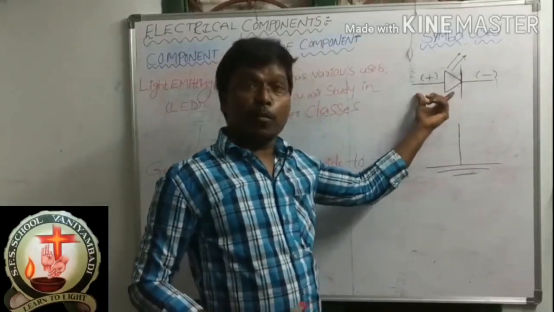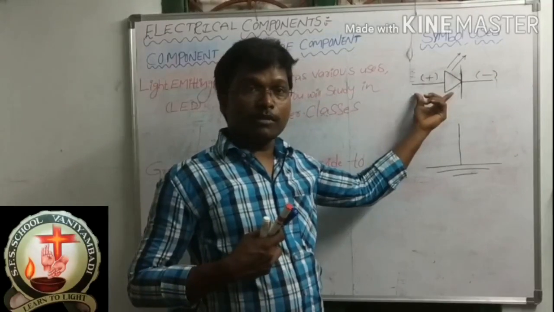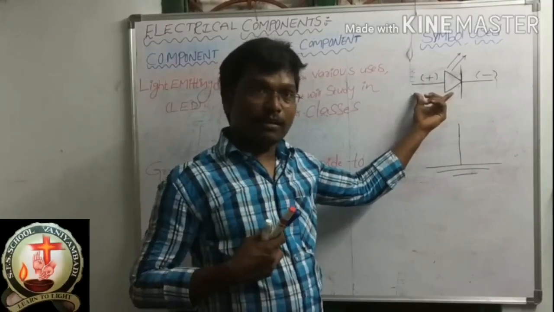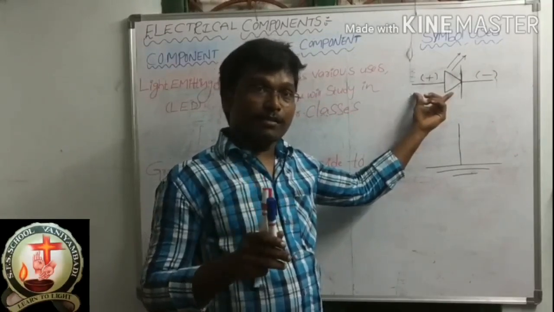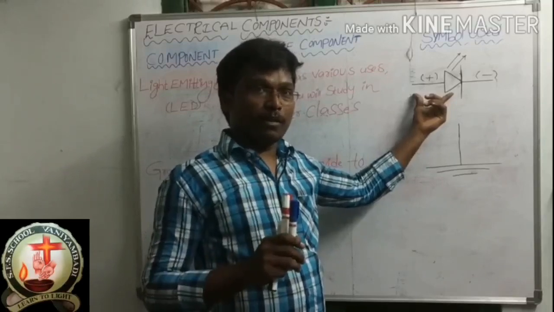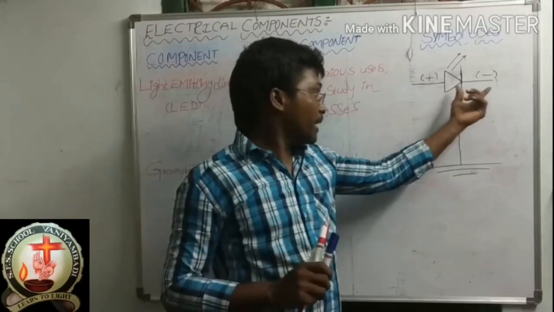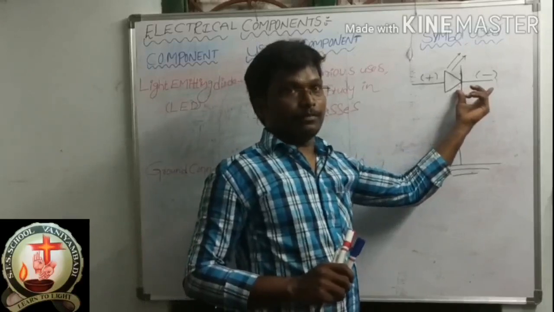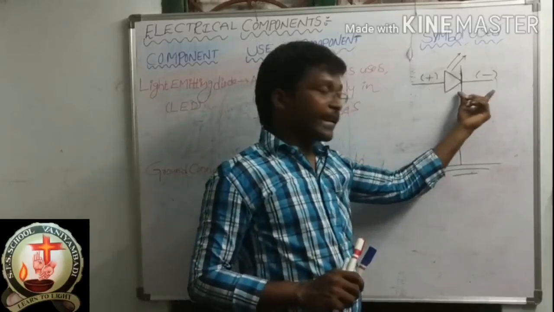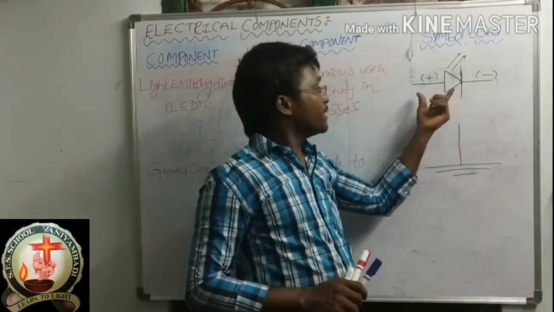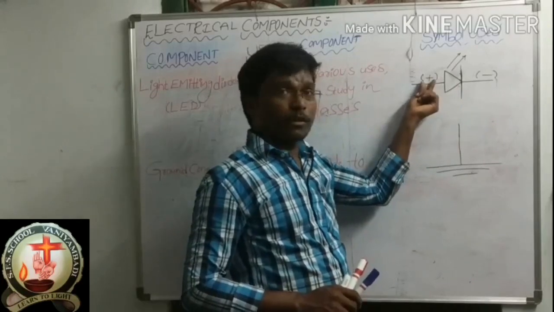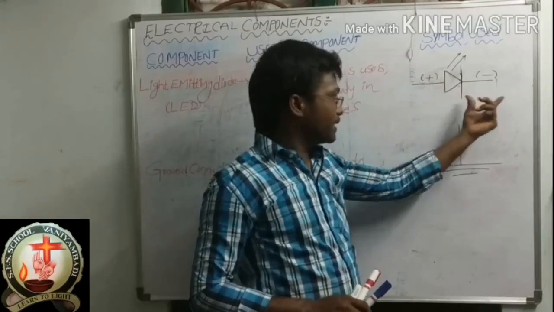Anode is positive. Anode is always positive. Cathode is negative. This is the anode and this is the cathode. I already told you. So this cathode is positive. Sorry, this is the anode and this is the cathode.